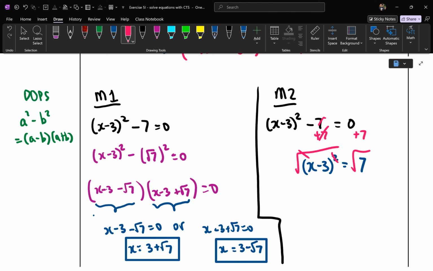Let's do one more example just so that you get a feel of it. So I'm going to stick to method 2 just because I think it's more efficient. Here we go. Same thing again. We've got x squared plus 4x minus 14. You can try using cross method, but it's not going to work. And we know it's going to be a completing the square problem.